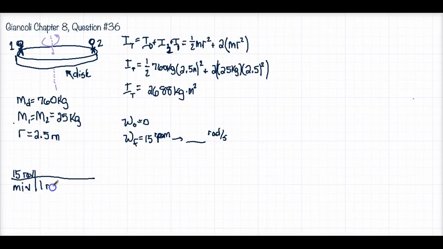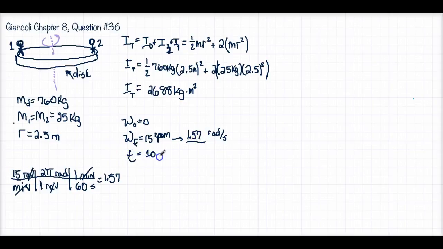We know that 1 revolution is equal to 2 pi radians, and 1 minute is equal to 60 seconds. Now I'm ready to cross out my revolutions. I can do the same thing to minutes, and I'm left with radians per second. When I put that through my calculator, I get 1.57 radians per second. So that's my converted final angular velocity.